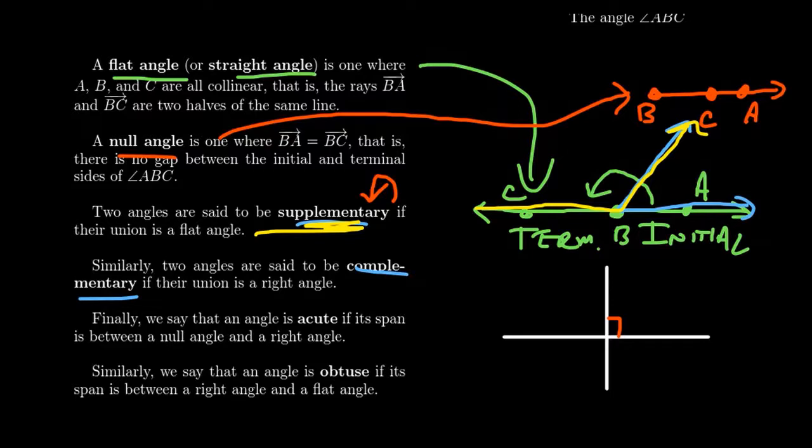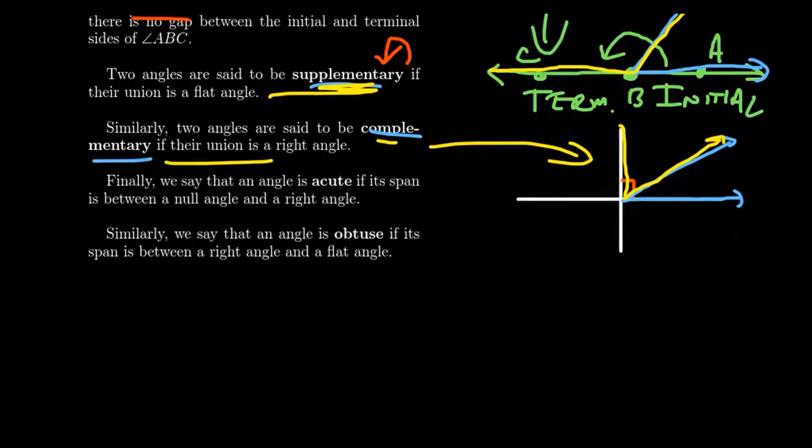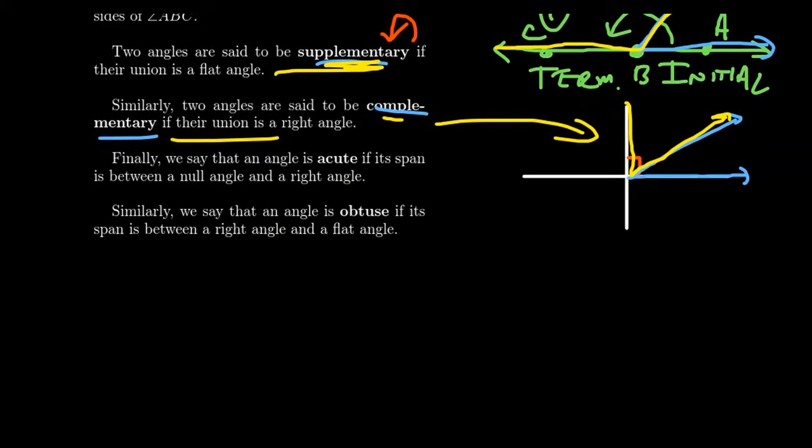So for example, if we take these right here, take that angle and then take that angle right here, these would be an example of complementary angles right there. So the union of two complementary angles always gives you a right angle. We can also define the notion of an acute angle.